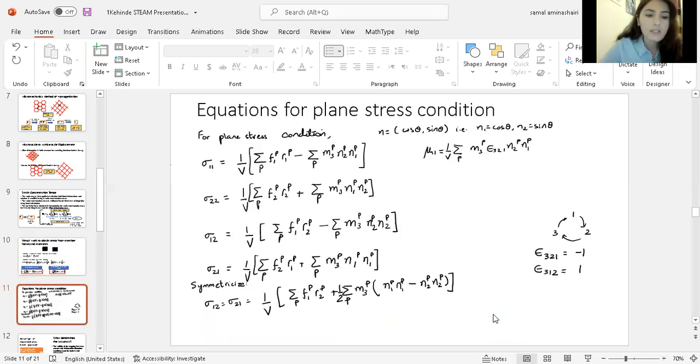The formulation is simplified for the case of plane stress so that we can apply it to 2D lattices. F here is force at the nodes, and M is moment at the nodes, and the mu is the stress conjugate to rigid body rotation.